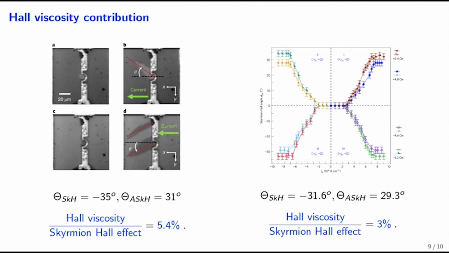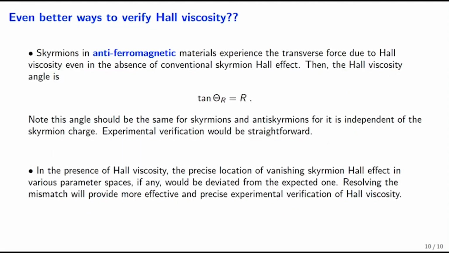We also visited the other paper and estimated the Hall viscosity contribution, which is about 3%, and still it's very significant. I will finish my talk by mentioning that I think it is much cleaner to see the effect of this Hall viscosity in antiferromagnetic materials. The conventional skyrmion-Hall effect is absent. Nevertheless, skyrmion and anti-skyrmion will experience the same transverse motion due to the Hall viscosity. They have the same direction for both skyrmion and anti-skyrmion.